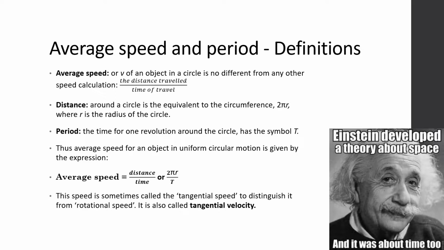Period we've come across before in waves. It was the time taken for a wave to pass. In the case of a circle, it's the time taken for one complete revolution around a circle from one point and back to that point, and that has the symbol T. With this in mind, average speed for an object in uniform circular motion is given by the expression distance over time, or 2 pi r, circumference over T, period. This speed is sometimes called the tangential speed to distinguish it from rotational speed. It's also called tangential velocity.